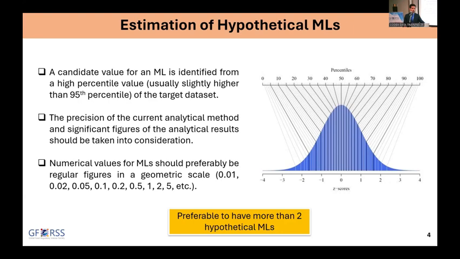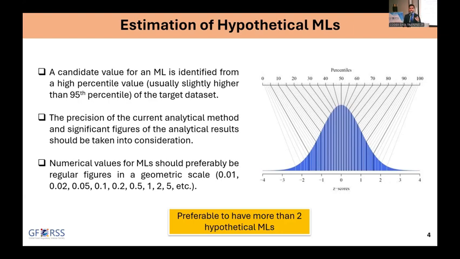Okay, so we're discussing here the reflection on setting those hypothetical MLs. So the precision of the current analytical method and the accuracy of the analytical method should be taken into consideration, or what we call the significant figure in the analytical result should be taken into consideration when proposing candidate MLs. So numerical values also for MLs should preferably be regular figures in a geometrical scale. So for example, 0.01, 0.02, 0.05, or 1, 2, 5, 10, 15. That's normally the candidate hypothetical MLs.